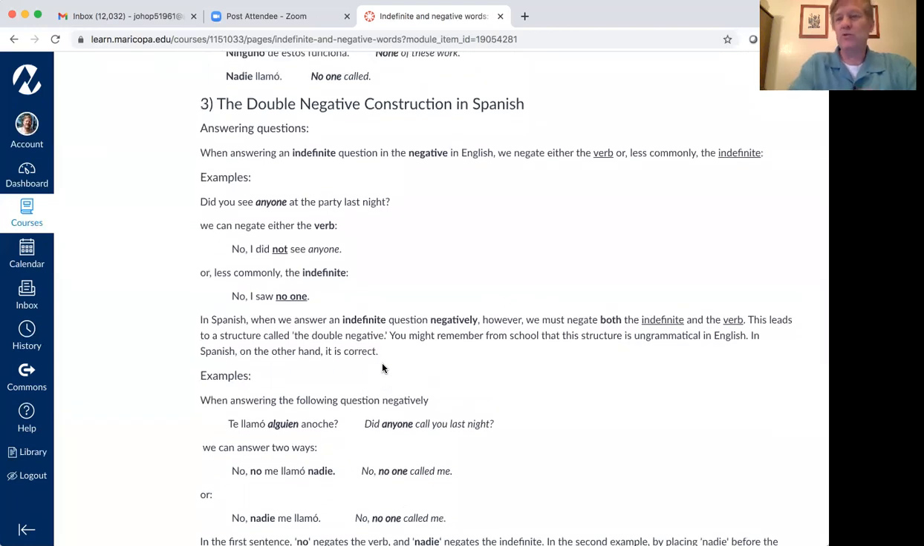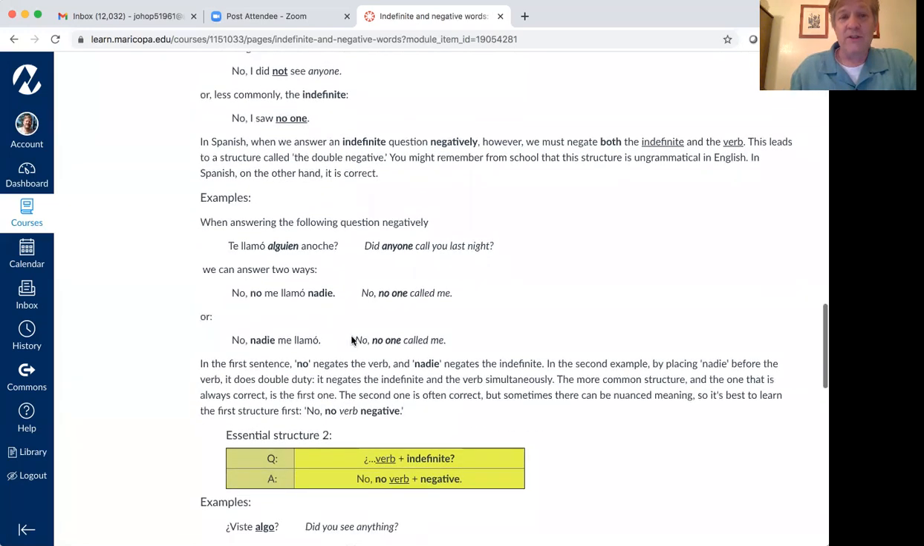This gives rise to the structure that's called a double negative. In English, as you know, the double negative is ungrammatical. It's considered incorrect. But in Spanish, it's correct. It's how we say things. So if we say, for instance, ¿te llamó alguien anoche? No, no me llamó nadie.